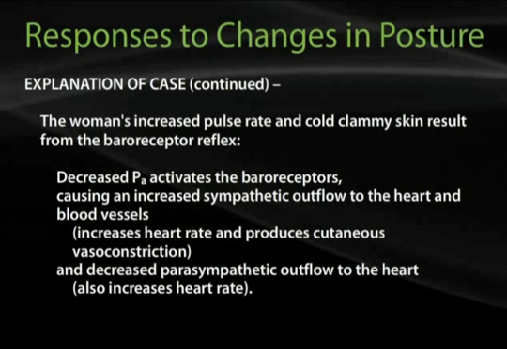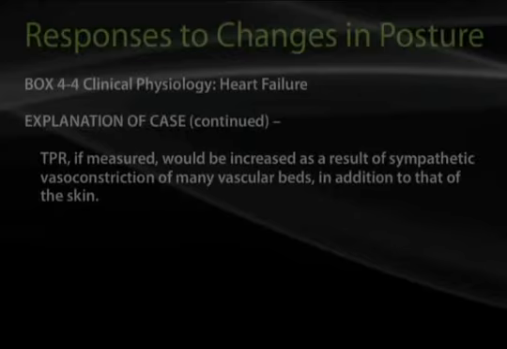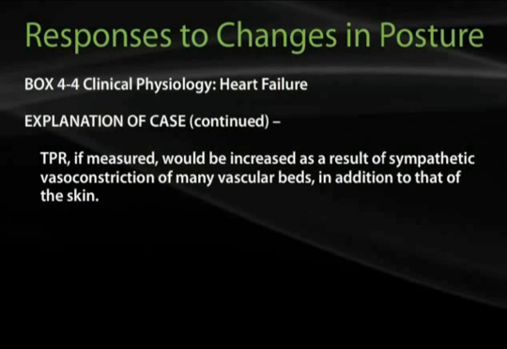That is, decreased mean arterial pressure activates the baroreceptors, which causes an increased sympathetic outflow to the heart and blood vessels, which increases heart rate and produces cutaneous vasoconstriction. This also causes a decreased parasympathetic outflow to the heart, which increases the heart rate as well. This patient's total peripheral resistance, if measured, would be increased as a result of sympathetic vasoconstriction of many vascular beds in addition to that of the skin.